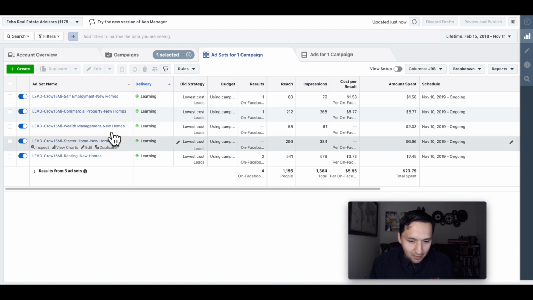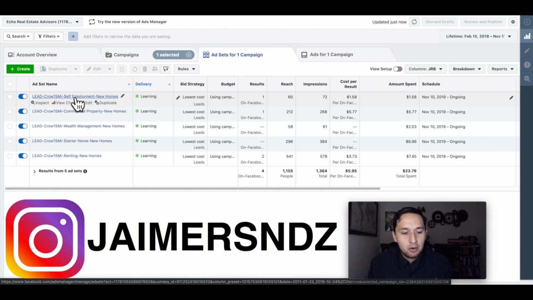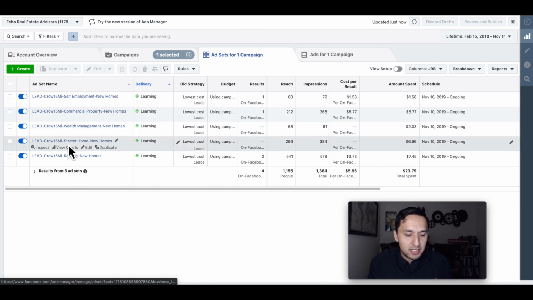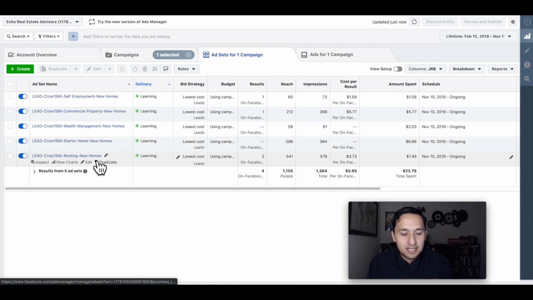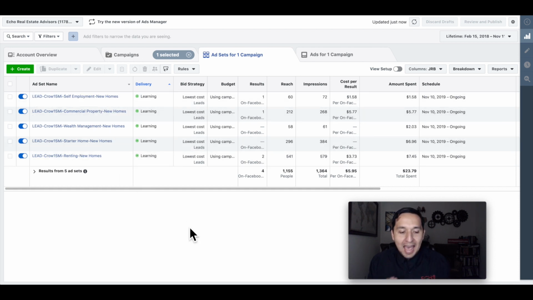So the ad that we are running, well, let me show you the interests first. The interests that we're looking at right now are within a 15-mile radius of the city that we're advertising the new community in. We have self-employment, commercial property, wealth management, starting a home, and renting as interests. They are all receiving the same ad. The only difference is the interest that they have.